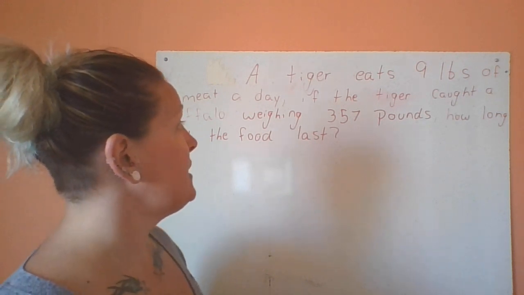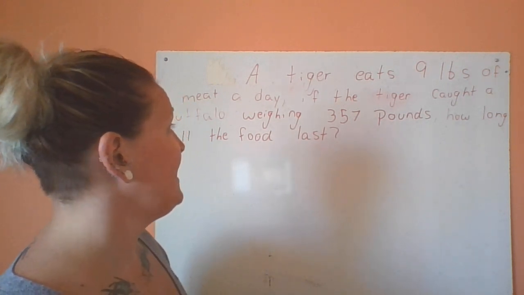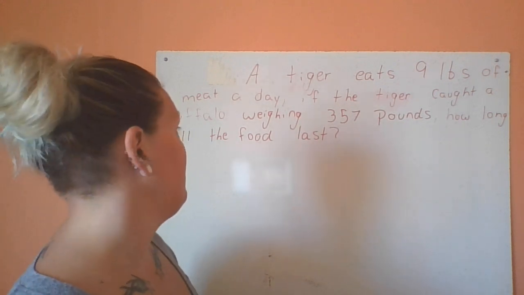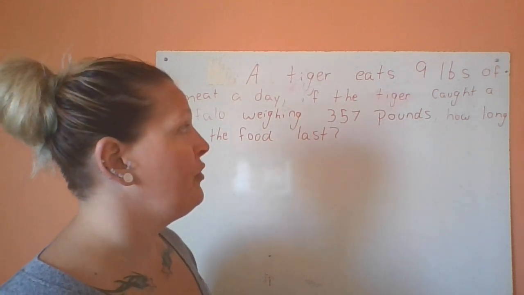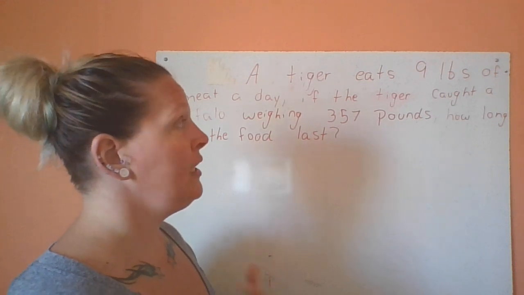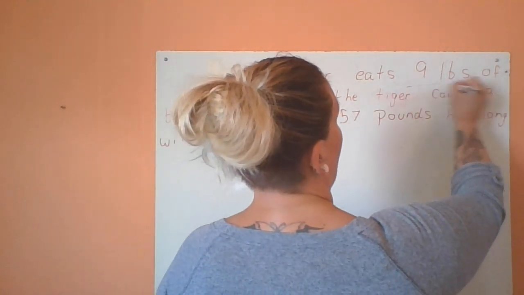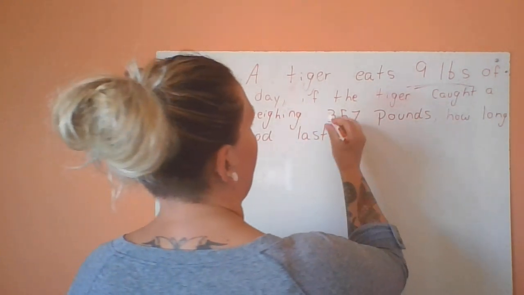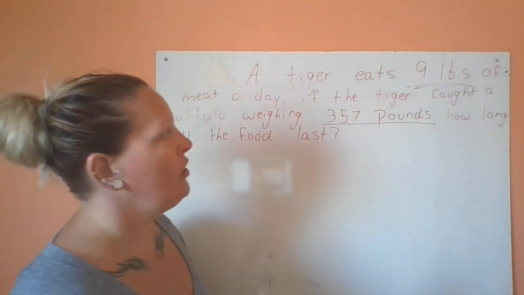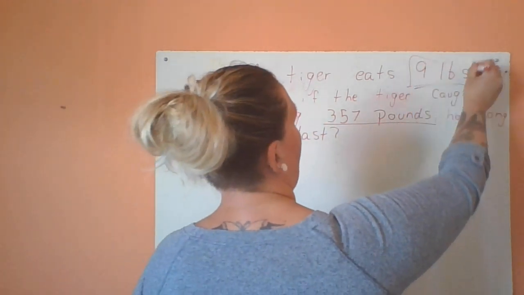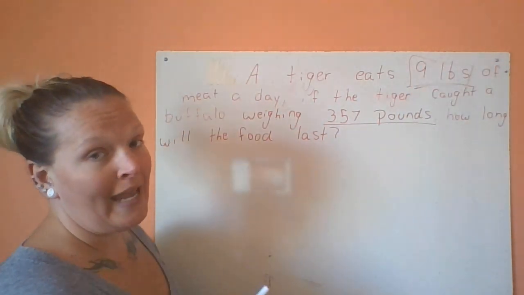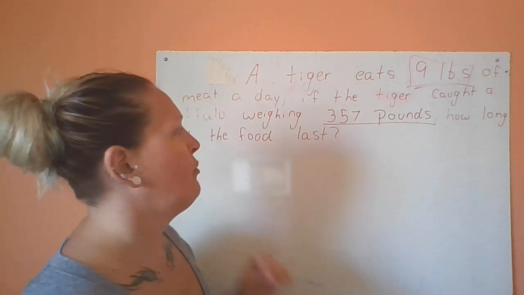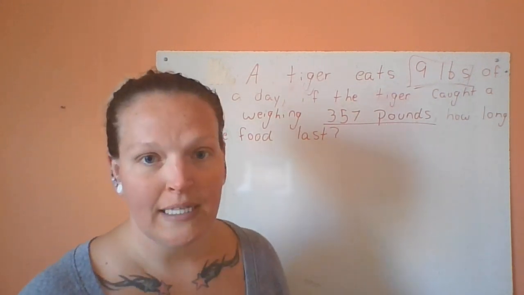So the problem is a tiger eats 9 pounds of meat a day. If the tiger caught a buffalo weighing 357 pounds, how long will the food last? So we know that our numbers are 9 pounds, 357 pounds. We know that the tiger eats 9 pounds each day, and we also know that he caught prey weighing 357 pounds.